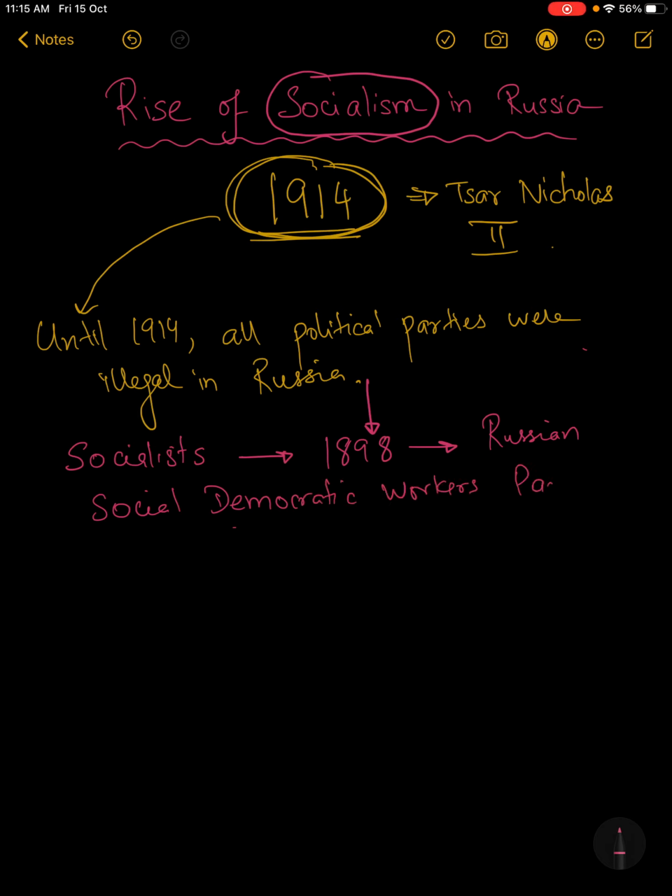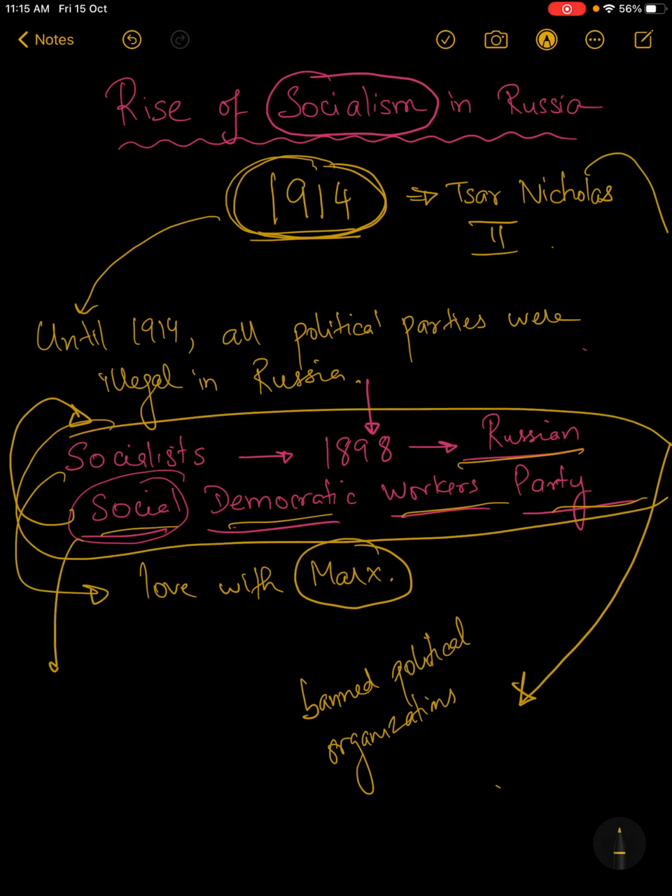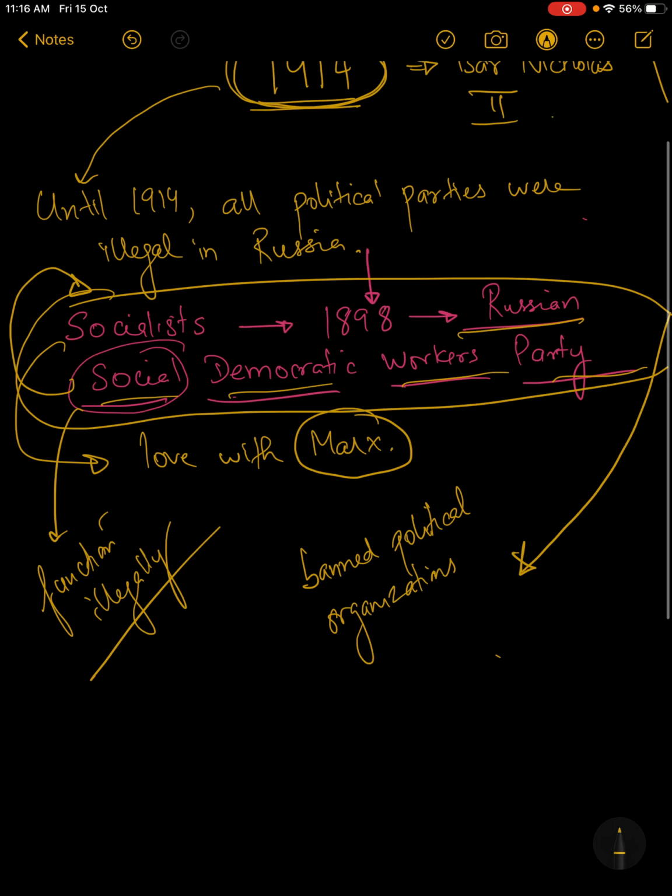It was formed by a group of socialists who were absolutely in love with Marx. They were like, Marxism is God, and Karl Marx is the true savior of humankind, basically. So they formed this Russian Social Democratic Workers' Party. But since the Tsar had banned political organizations in Russia, this particular party used to function illegally. It was not a legal organization.